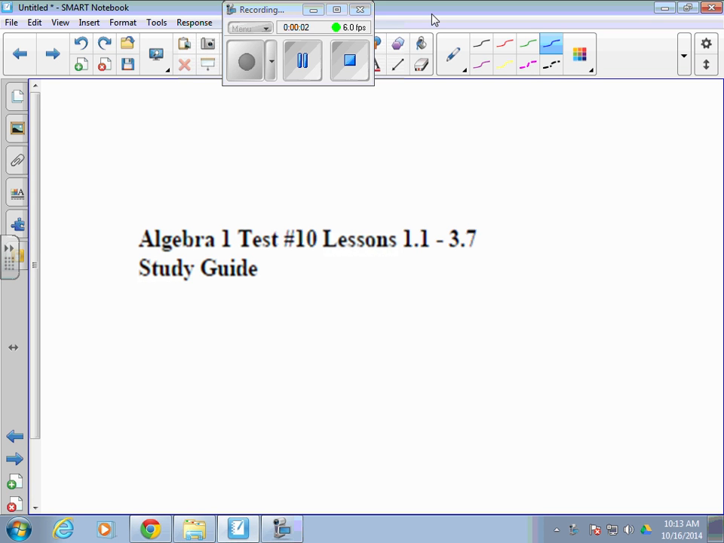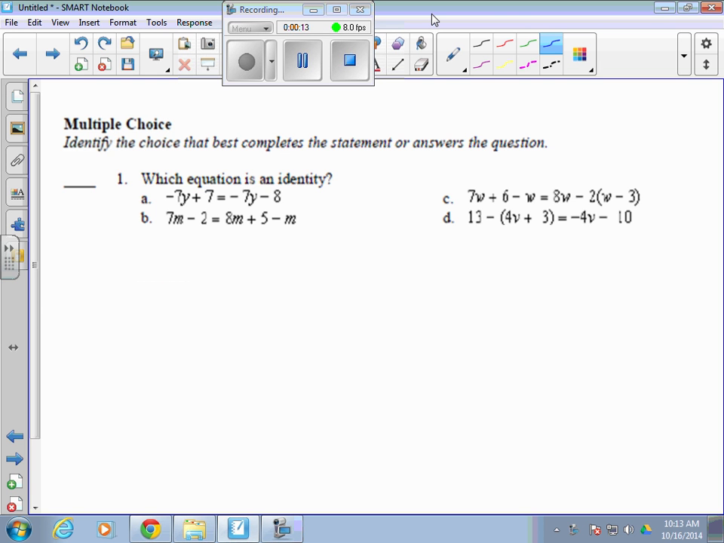Algebra 1, test number 10. Got through section 3.7, most recently 3.5. We did the formula problems and we did the word problems. This is the test 10 study guide.